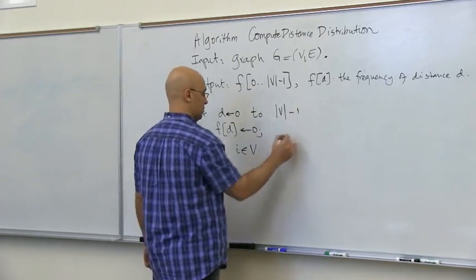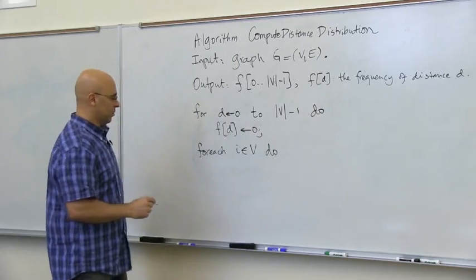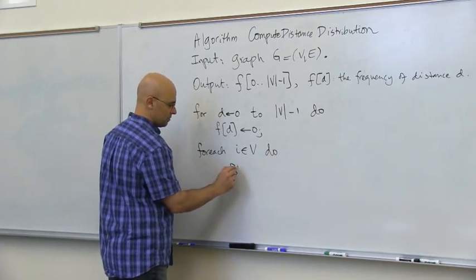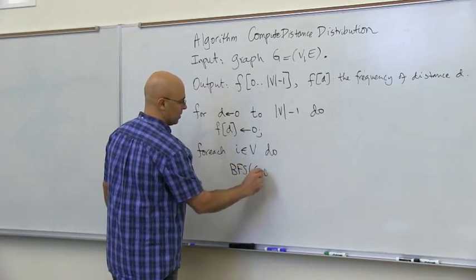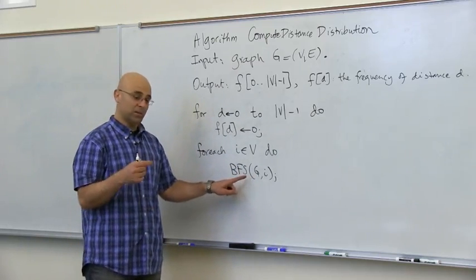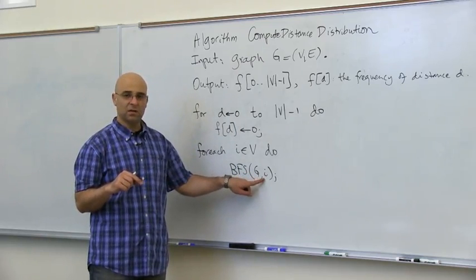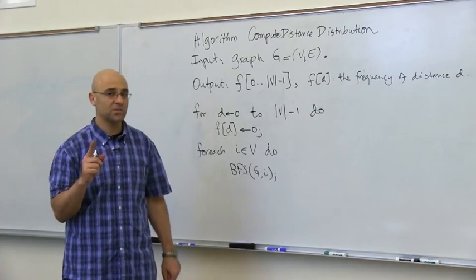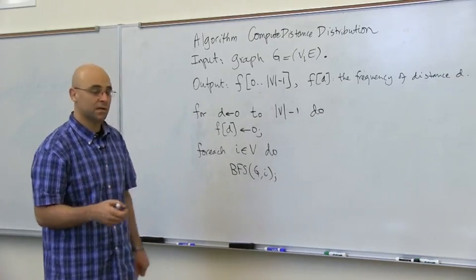Okay, we can say do here. For each one of them, we are going to do BFS on G and node I. When we run BFS, I'm calling a function, BFS, that we had introduced before. We're going to call BFS on G and I. Remember, what does BFS return? It returns the distances from I to every other node.